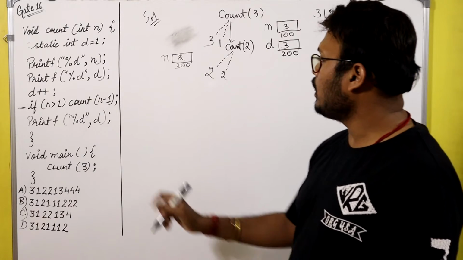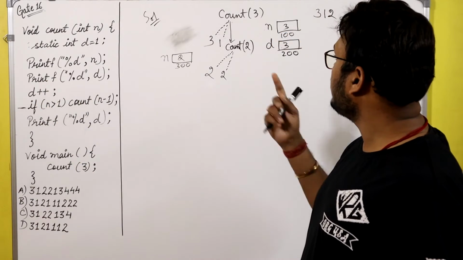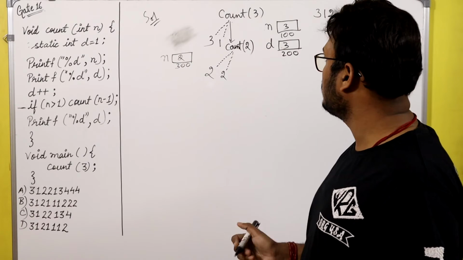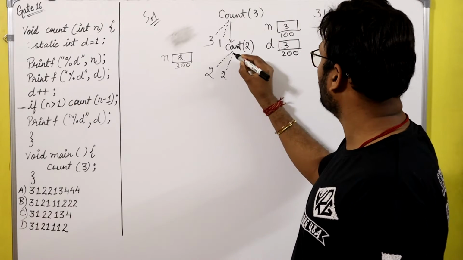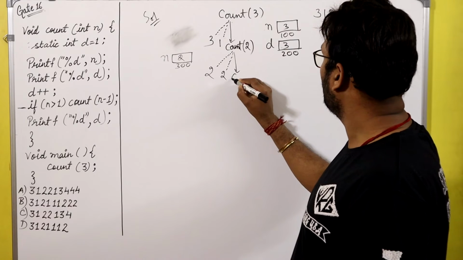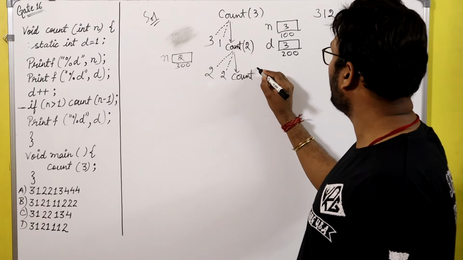Now let's come to this line. If n greater than 1: is 2 greater than 1? Yes. So this condition is true, and count of n minus 1 will be called. Now count of n minus 1 means what? n is 2, so 2 minus 1 is 1.